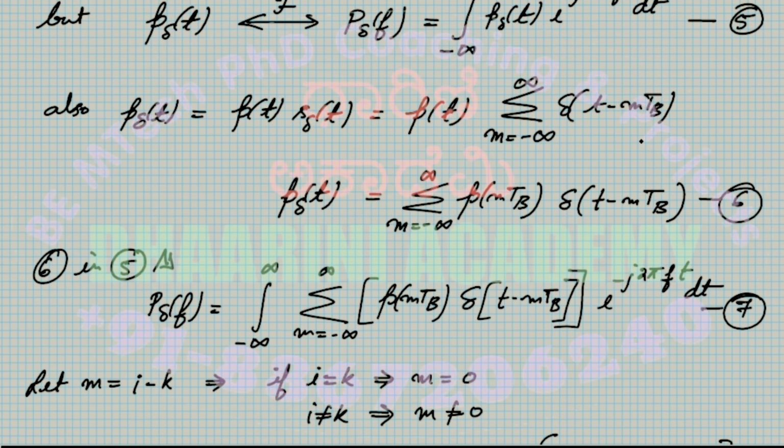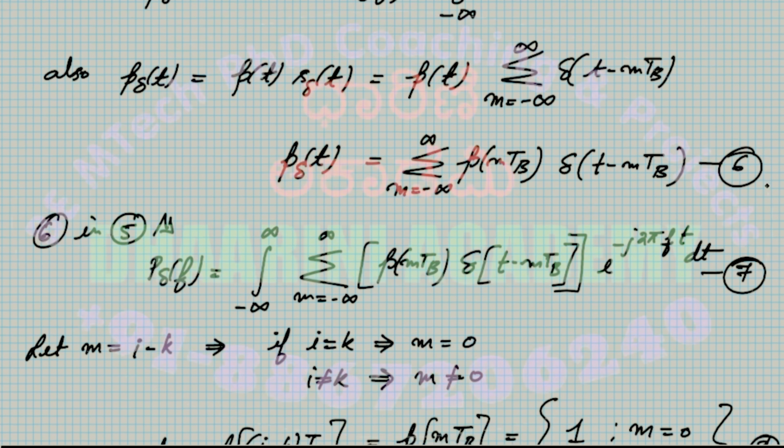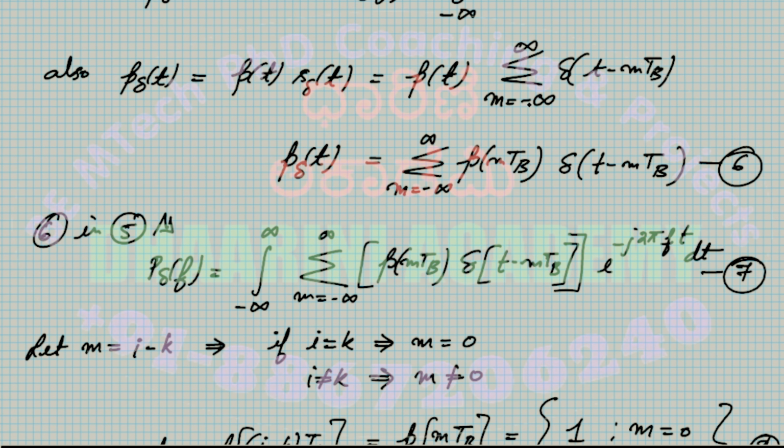That's equation 5. But I also know that P delta of t is P of t into S delta of t. But S delta of t is the summation over m from minus infinity to infinity of delta of t minus mTB. So whenever I put this P of t inside the summation, I have to bring the mTB into the picture, because whatever is the value of the pulse at the location mTB is what is going to be used to calculate the answer. So that gives you equation number 6. P of t goes inside the summation, that's all.